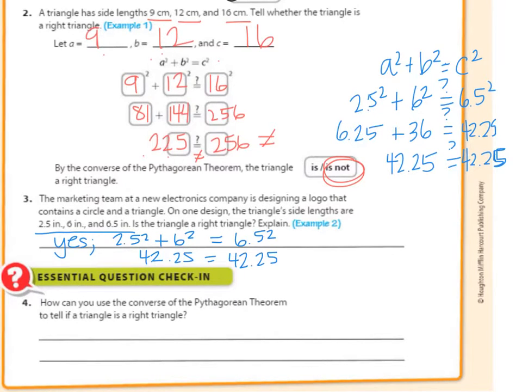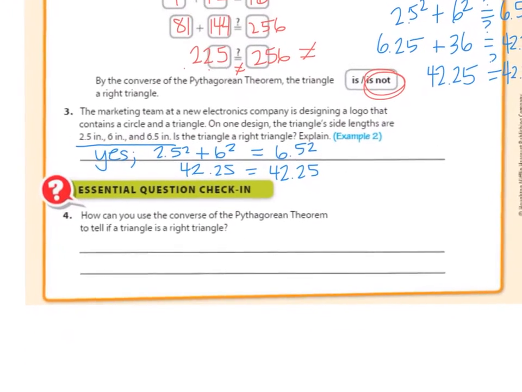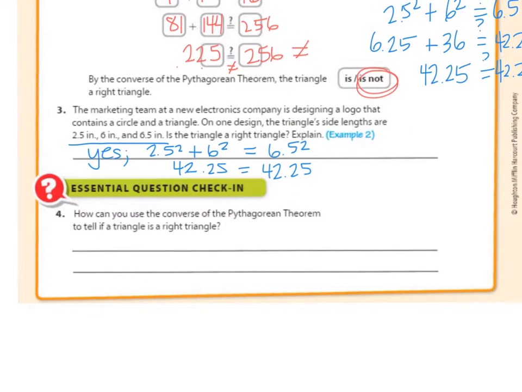And then my last question is my essential question check-in. It's asking us, how can we use the converse of the Pythagorean theorem to tell if the triangle is a right triangle? The converse meaning you're just trying to prove that a squared plus b squared does or does not equal c squared. Well, you are going to test the side lengths of a squared plus b squared to see if it's equal to c squared.